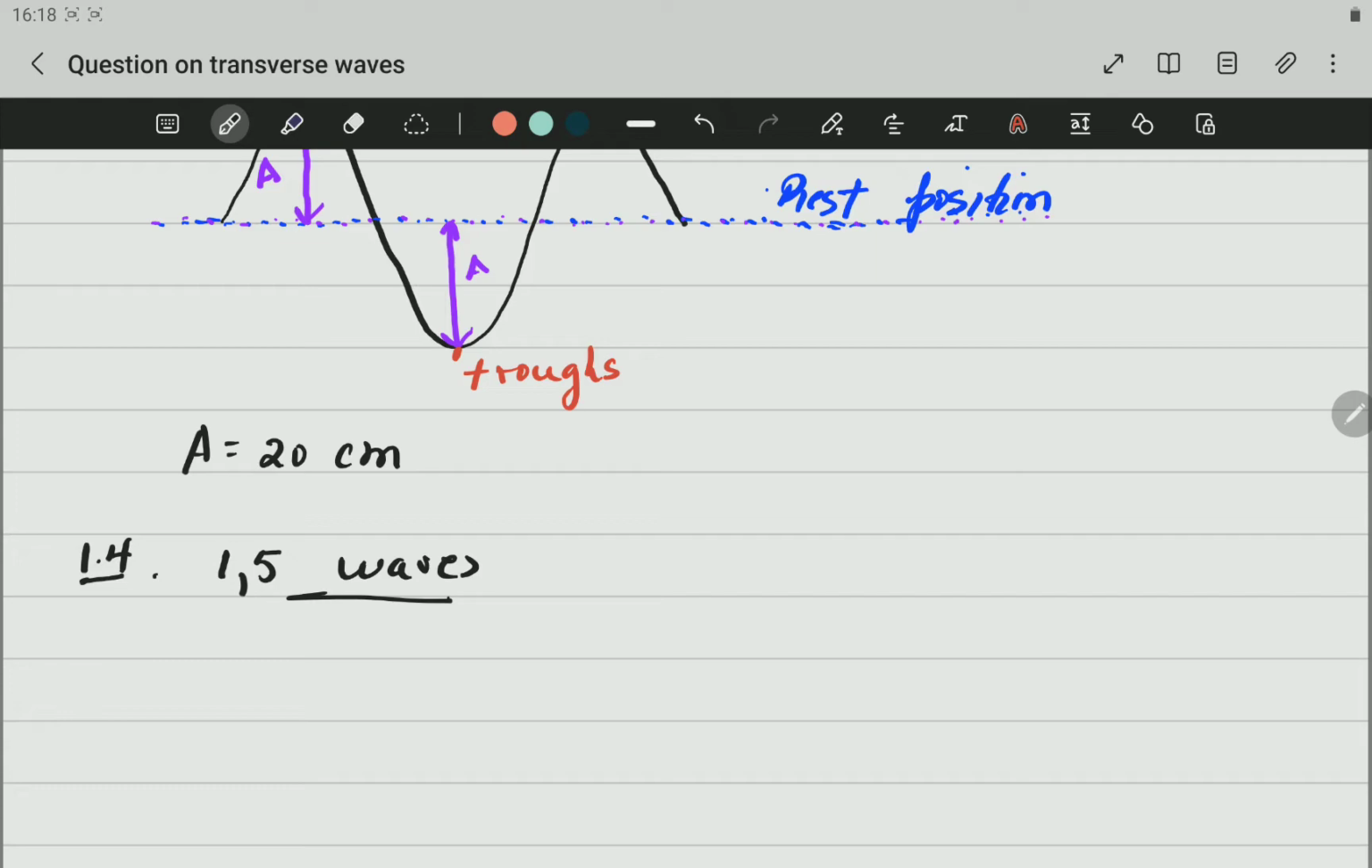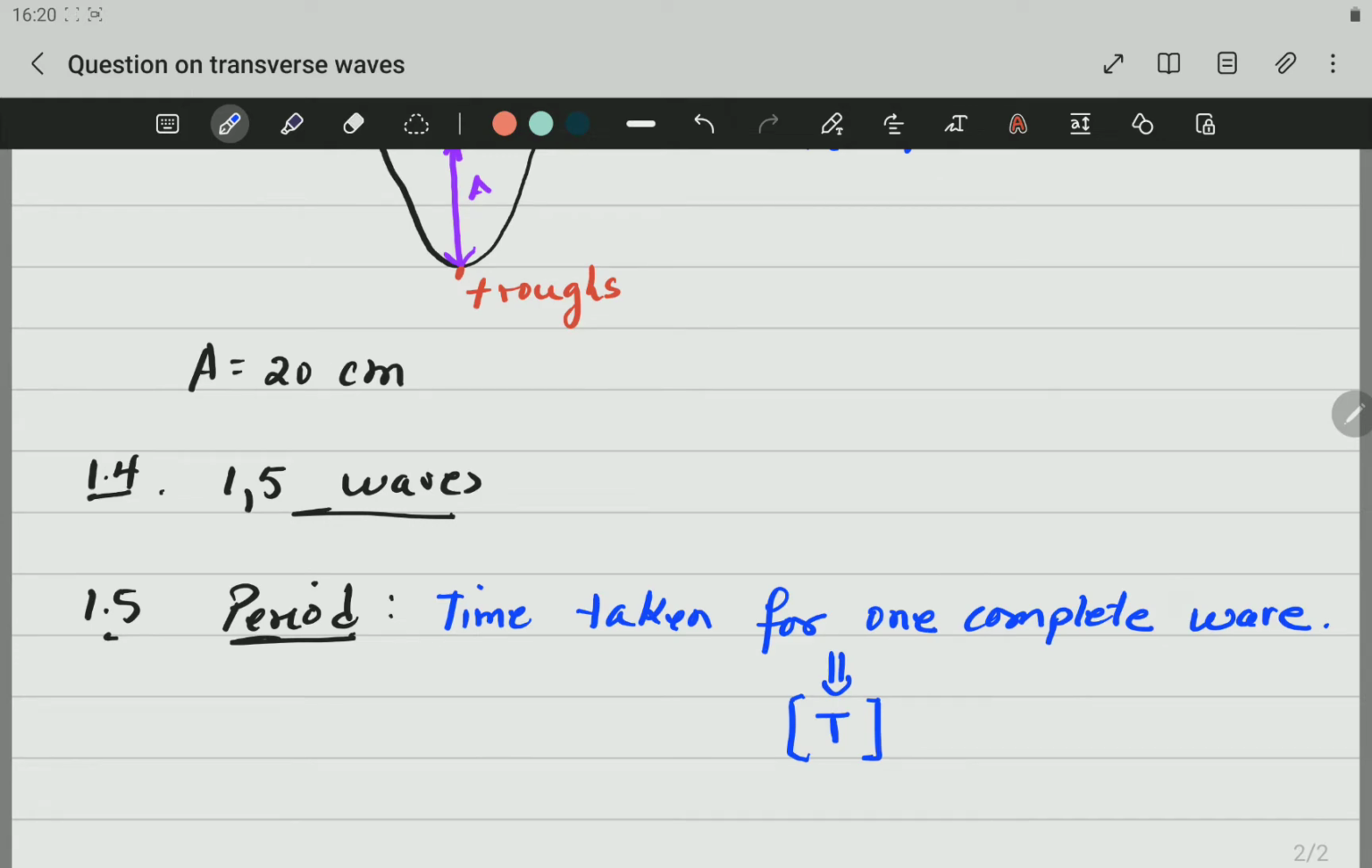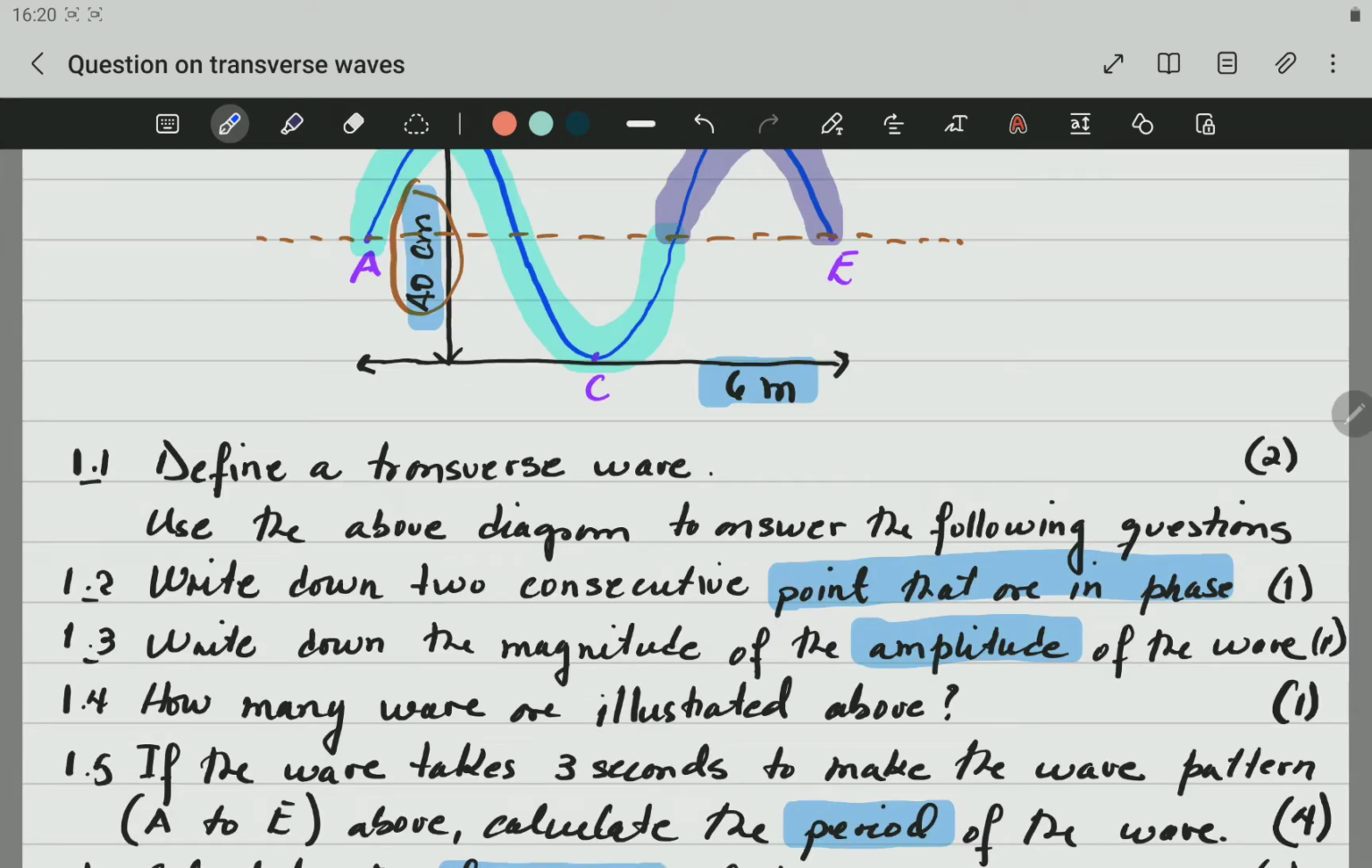Now, question 1.5. The question says if the wave takes 3 seconds to make the wave pattern A to E above, calculate the period of the wave. Now, by definition, period is the time taken for one complete wave. The question is telling you that it takes 3 seconds from A, which is here, to E, which is there. So it takes 3 seconds for 1.5 waves. Remember, we identified the number of waves before.